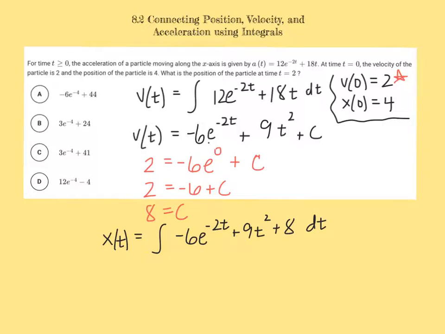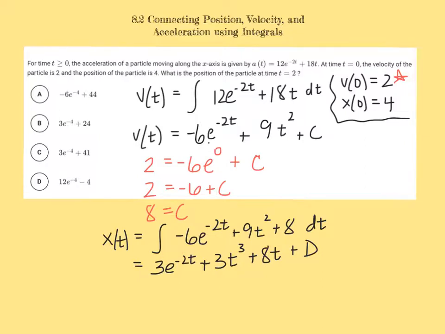All right, this is basically the same idea to integrate, right? So we know we're going to have to divide by a -2 out in front, so we'll get 3e to the -2t. Then we'll get 9 over 3, which is 3t cubed, plus 8t, and then I'm just going to call it d. You could call it c again if you wanted. Okay, we found that. Make sure real quick that it works. If we take the derivative of this, we should get back to our velocity function. And it looks like we would.